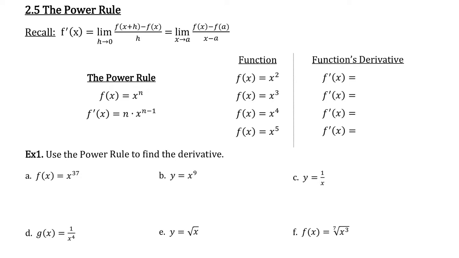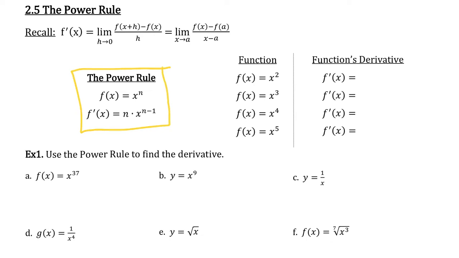So if you recall, to find f prime of x, one way is to use this formula: the limit as h approaches 0 of f of x plus h minus f of x over h, or you can use the limit as x approaches a of f of x minus f of a over x minus a. That was the formal definition of derivative, and we could always use that to find a derivative. But there is a shortcut sometimes, and we're going to use the power rule.